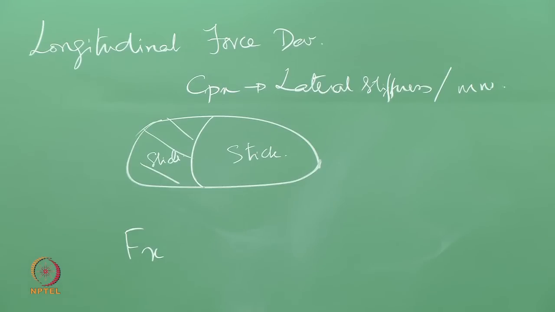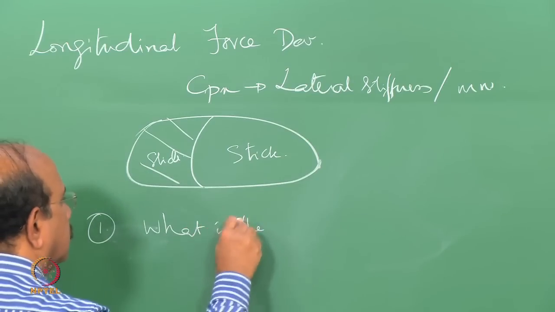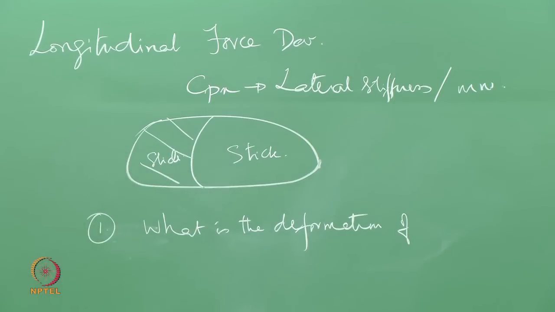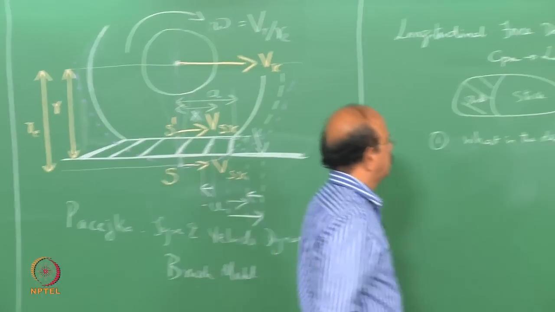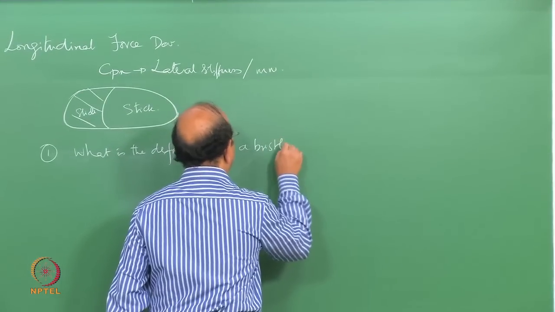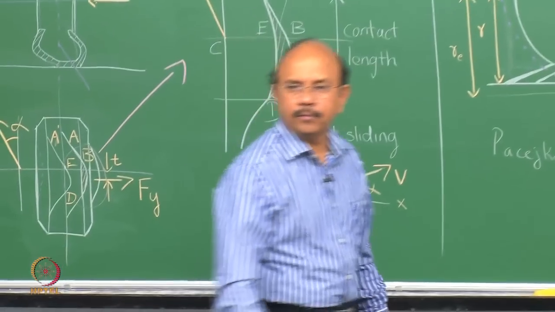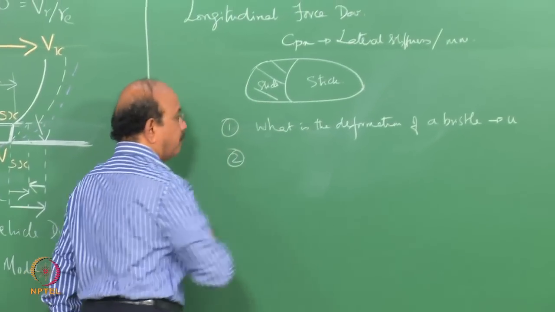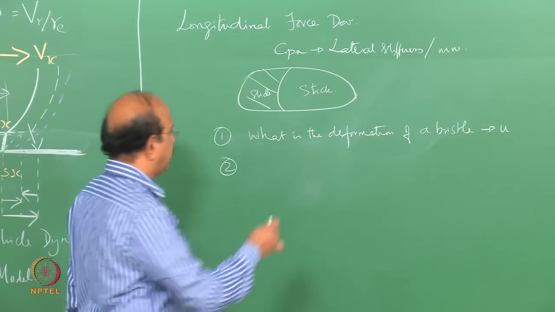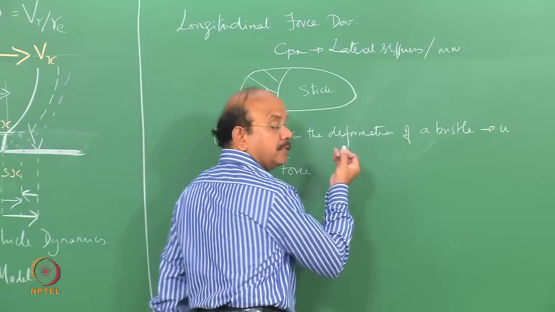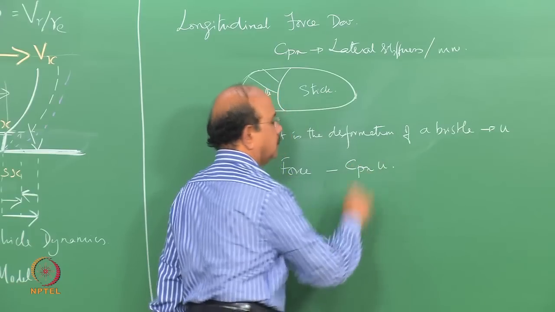So what we are going to do in this derivation is that I'm going to find out what is the deformation. So the first step is, what is the deformation of this bristle or this comb of a bristle, which I would call U. So once I know what is the deformation, the next thing I'm going to do is to multiply this to find out the force, which is nothing but the CPX into U.